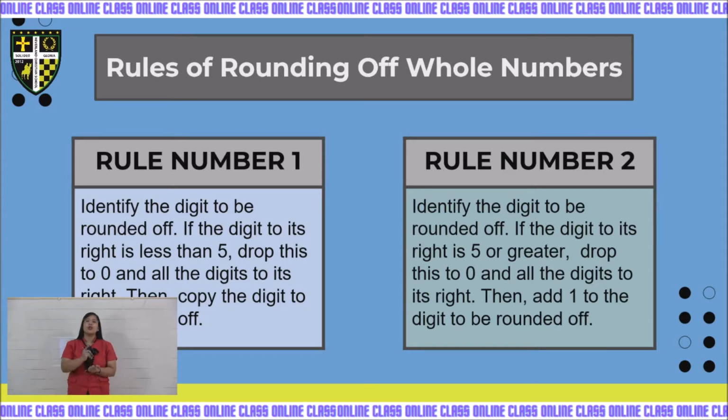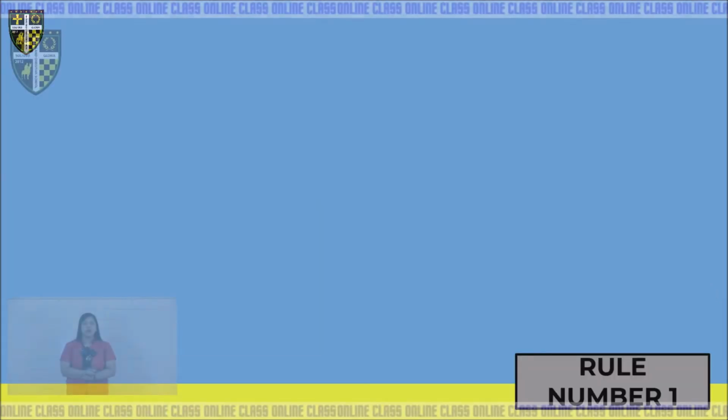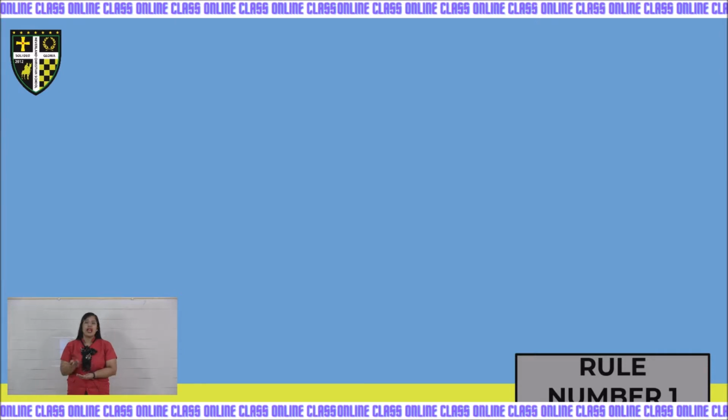Again, kids, rule 1: if the digit to its right is less than 5, we will drop it to 0 and all the digits to its right, and then we will just copy the digit to be rounded off. And if it is vice versa, if the right digit is 5 or greater, we drop it to 0 and all the digits to its right. And then, always remember, we will add 1 to the digit rounded off.